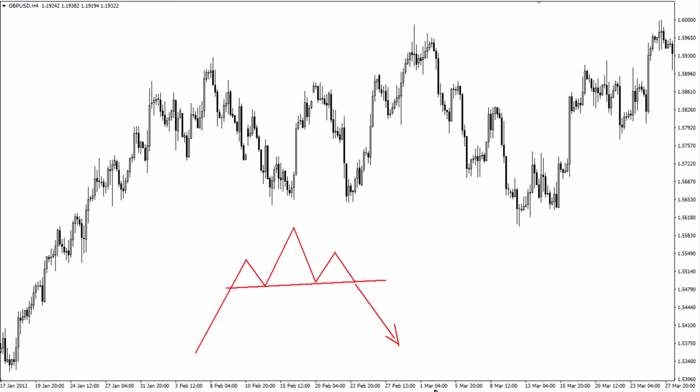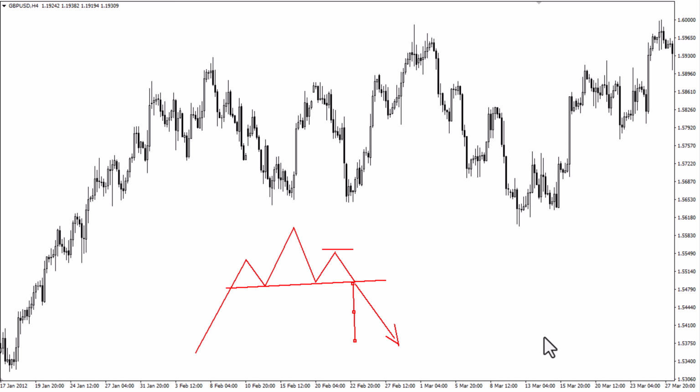This is a very negative pattern, and there's even a measuring stick built in. So the top of the head to the neckline is what you aim for on a breakdown. You put your stop loss on the other side of the final shoulder and let it go.